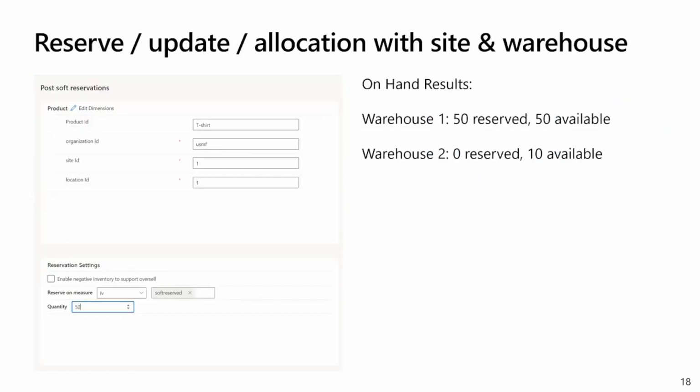So recall the existing way where we do soft reservation, an inventory update, or an allocation with site and warehouses. In the current setting, Inventory Visibility Service needs users to specify a site and location ID when they do an inventory change. In this example from the UI, we are reserving 50 t-shirts in warehouse 1. The reservation will succeed, and there will be 50 pieces remaining available to reserve in warehouse 1.